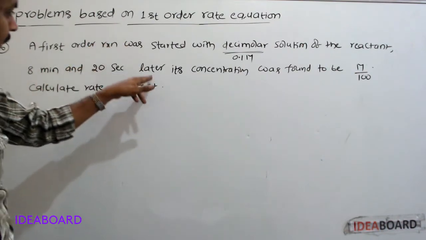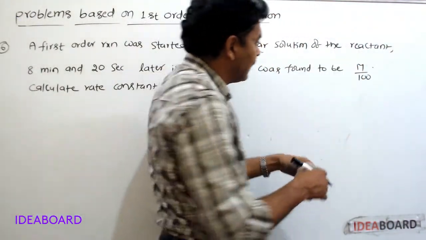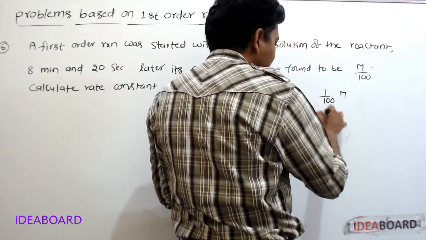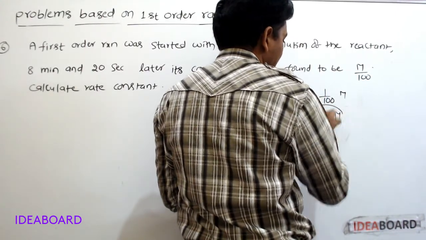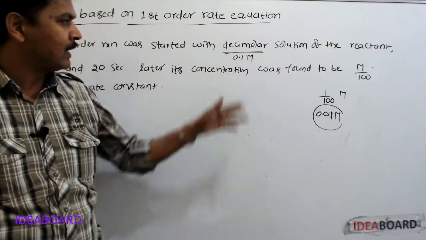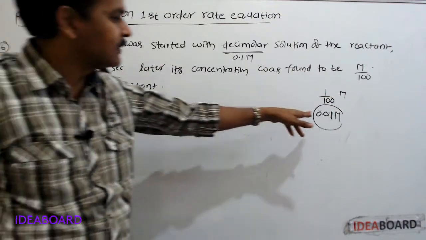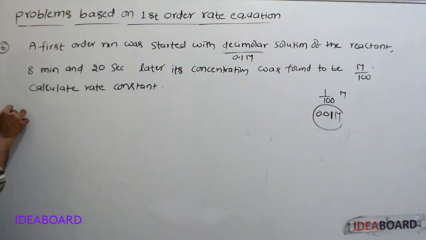8 minutes and 20 seconds later, its concentration was found to be M by 100. M by 100 is nothing but 1 by 100 M, which means 0.01 M. Initially reactant concentration is 0.1. After this much time, concentration is 0.01. We should calculate the rate constant.